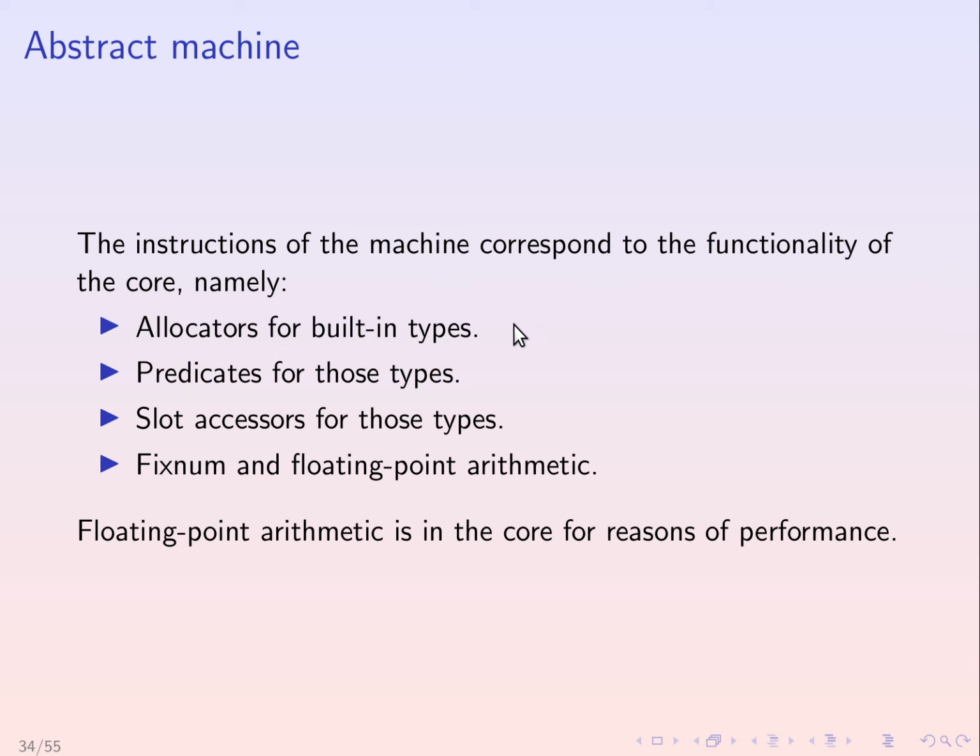Namely, there would be instructions for allocating instances of built-in types. There would be instructions for predicates of those types. So there'd be an instruction that says, is this a consp, or is this a symbolp, or something like that. There'll be instructions that correspond to slot accessors for those types. So there'll be an instruction for symbol-value or symbol-function or something like that. And there'll be instructions for fixnum and floating point arithmetic.